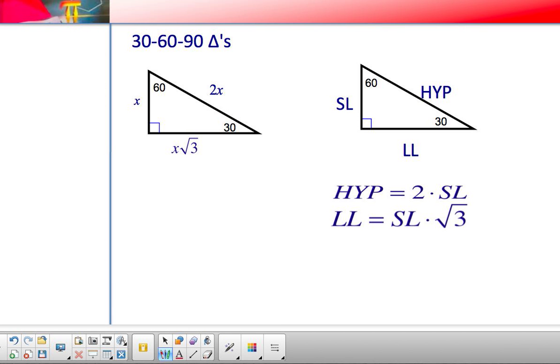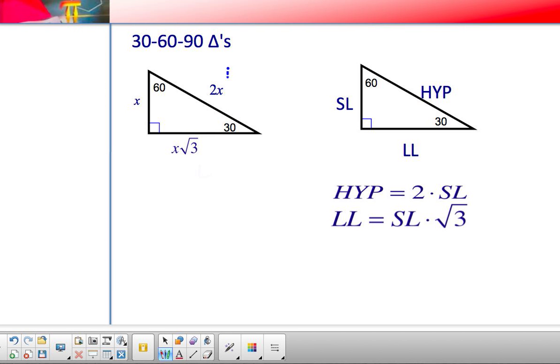Okay, so let's go over the rules for 30, 60, 90 triangles. In a 30, 60, 90 triangle, all the side lengths are different. The one that's the most important is the shortest leg, the side that's attached to the 90 degrees that's the shortest. The shortest leg is always across from the smallest angle, which is 30 degrees. So we call this side the short leg. Sometimes I abbreviate that with SL.